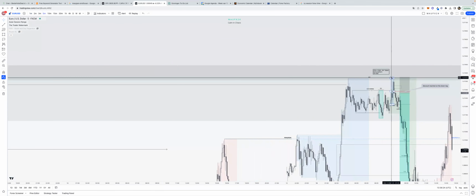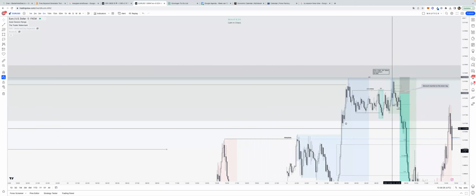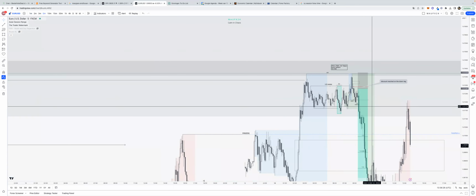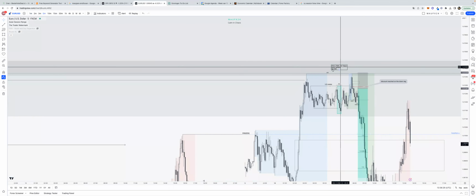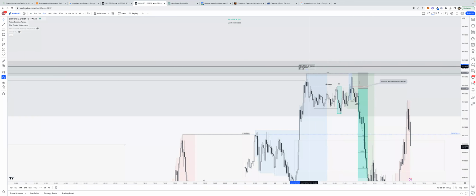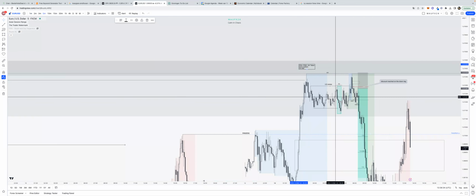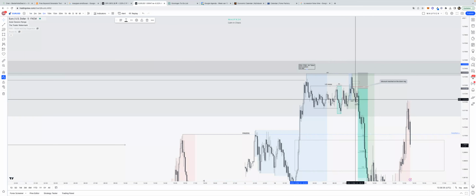So I take the buy move that caused the sell move, and I use the 50% of that to look for my entry. So here you see it: previous daily highs, previous weekly high, Asia high taken, early sellers, then a 5 minute market shift or a break of structure, whatever you want to call it.